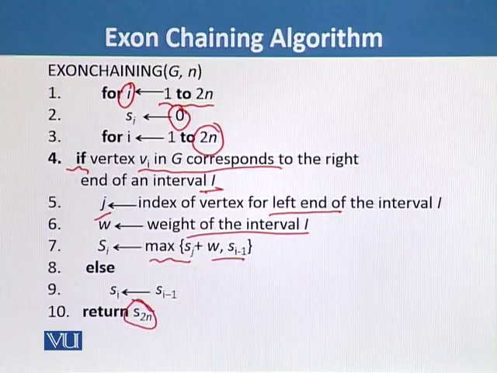So in this algorithm we can see that the solution is obtained by assigning the values to the right and left ends of the intervals, and then at the end we will get the value S2n.